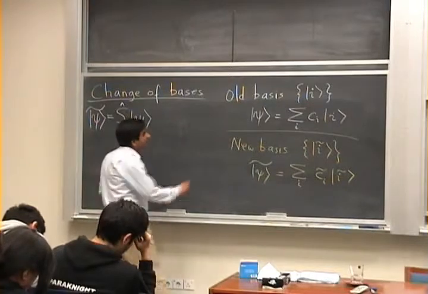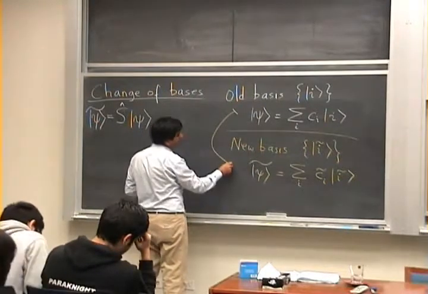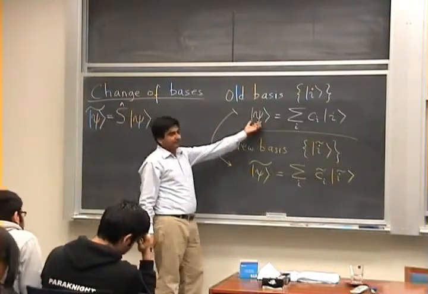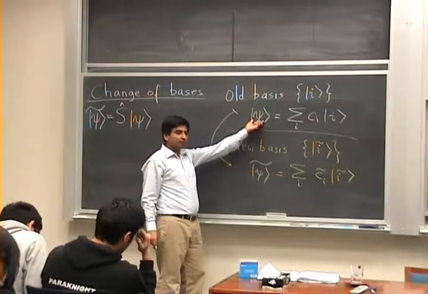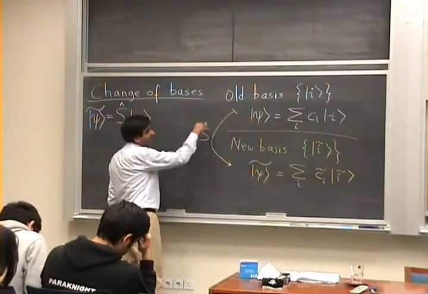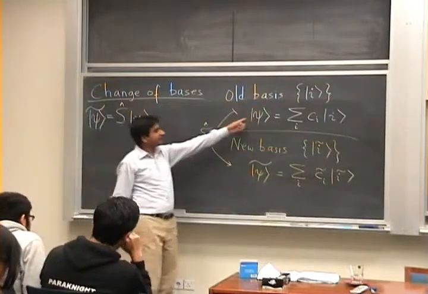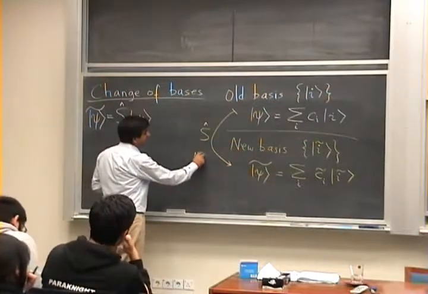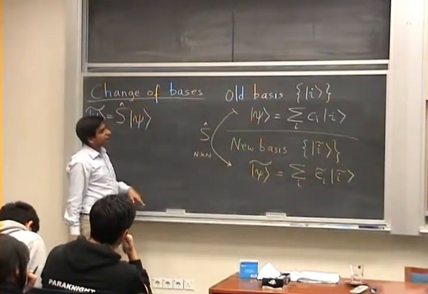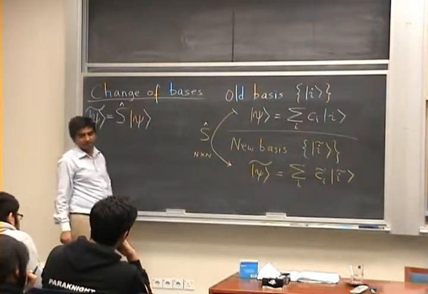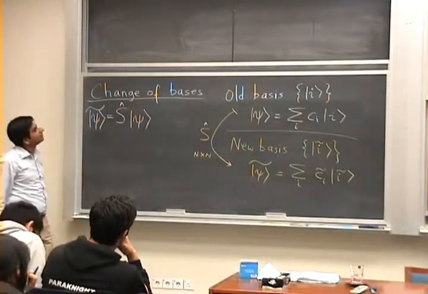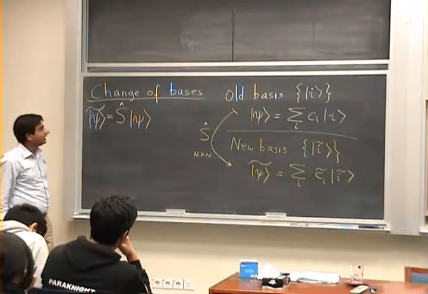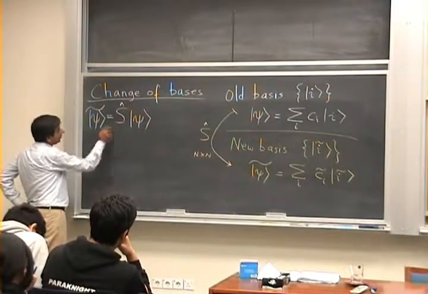And if you want to transform from the old basis to the new basis, you have to multiply the vector in the old basis with a matrix, S. If this is an n-dimensional Hilbert space, so is this, and this is an n by n matrix. It's an operator that takes you from the old basis to the new basis, and this is what this operator is actually doing.